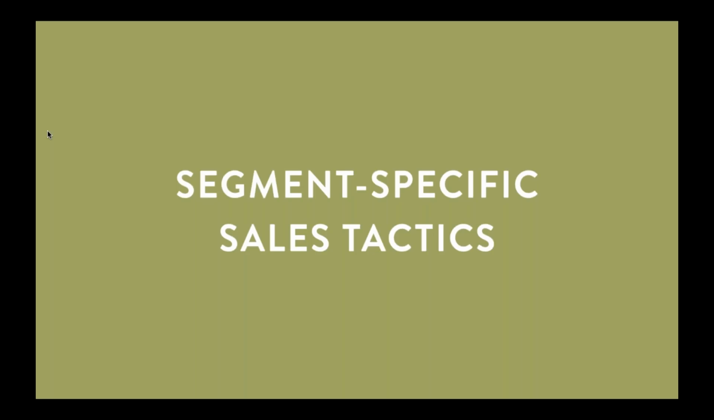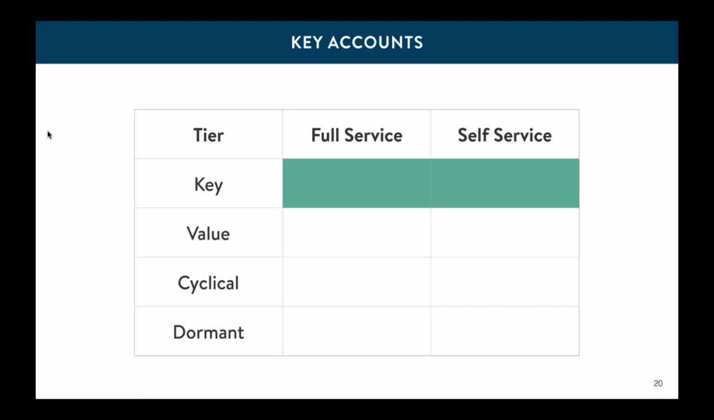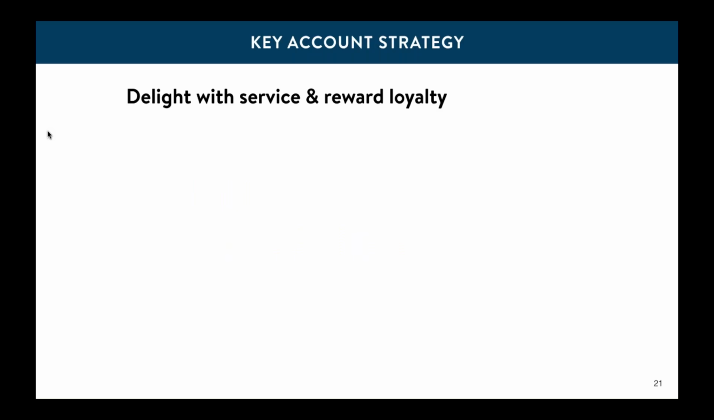All right, so let's start with the key accounts. These, like we mentioned, are the most important ones that are placing really large orders really, really frequently. And so it should come as no surprise that these buyers need both the full service and the self-service channels in place. According to the Forrester report that introduced these quadrants, the whole point of a key account strategy is really to delight with service and reward with customer loyalty. So what does that really mean?